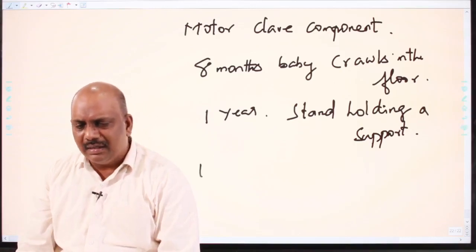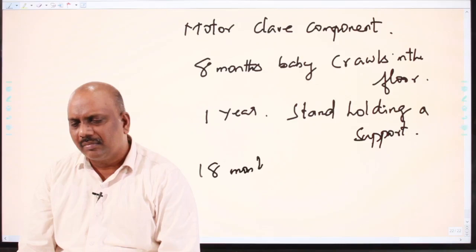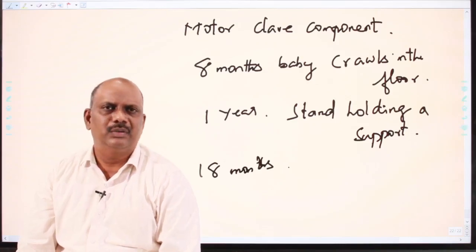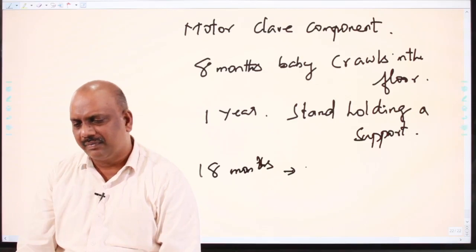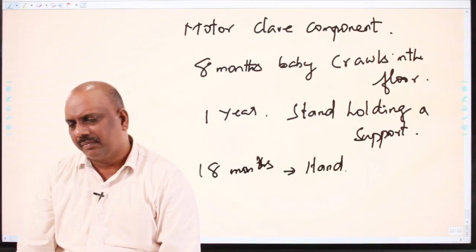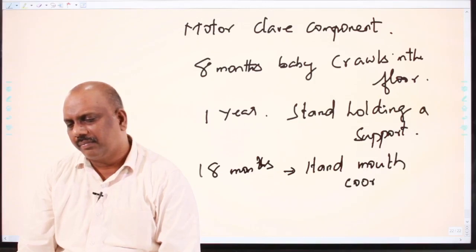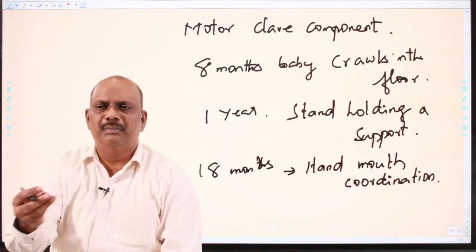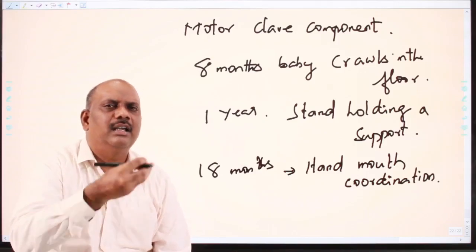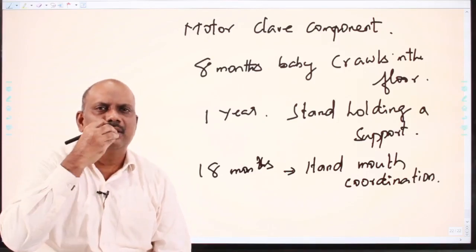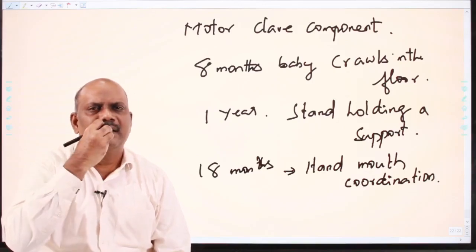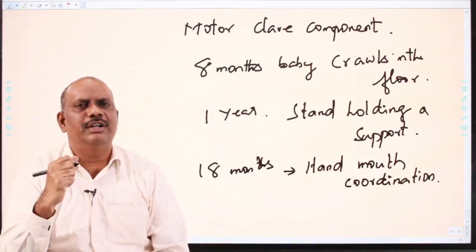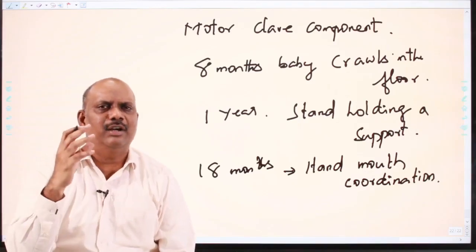By 18 months, 1.5 years, a child develops hand-mouth coordination. If you give something in its hand, it is capable of taking it and keeping it exactly in its mouth. So from a plate it can take and eat. This is called hand-mouth coordination. It generally develops by around 18 months.